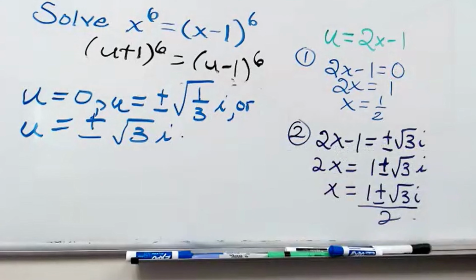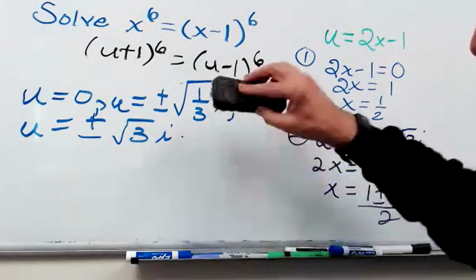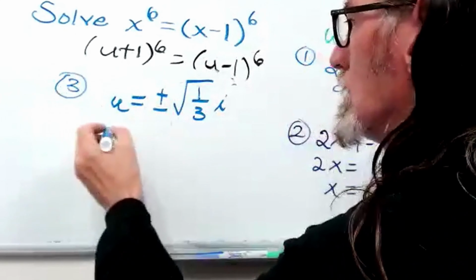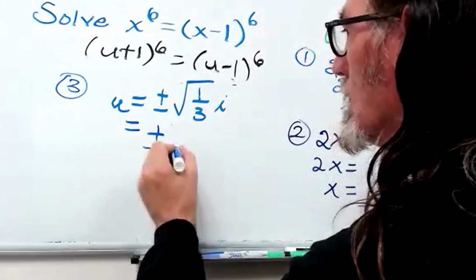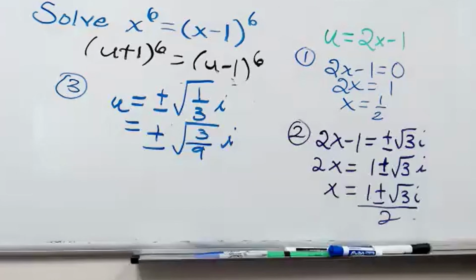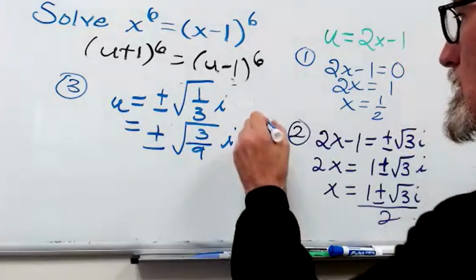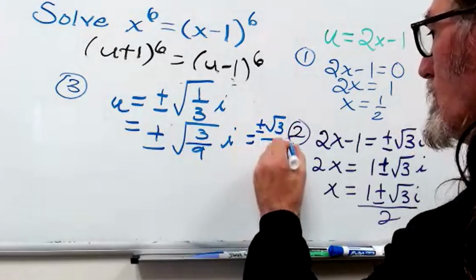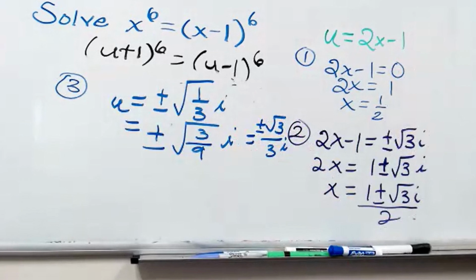I haven't dealt with this part yet. I'm going to rewrite that a little bit. Inside that square root, I could multiply top and bottom by 3. Split up the division. And take the square root of the 9. So we have another two options for u is plus or minus square root of 3 over 3 times i.